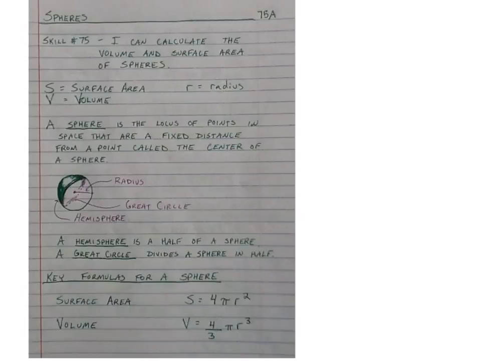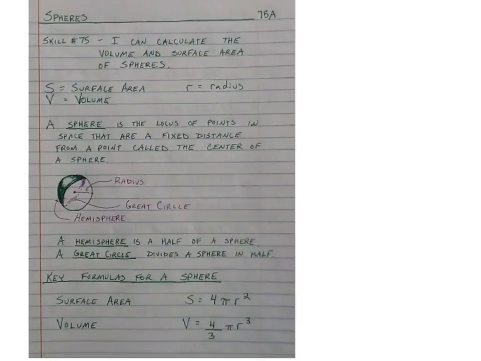The technical definition of a sphere is the locus of points in space that are a fixed distance from a point called the center of the sphere. So what we're talking about is basically a ball, a perfectly round object where all points are the exact same distance from the center. A hemisphere would be half of a sphere, and a great circle is any line that divides a sphere directly in half.